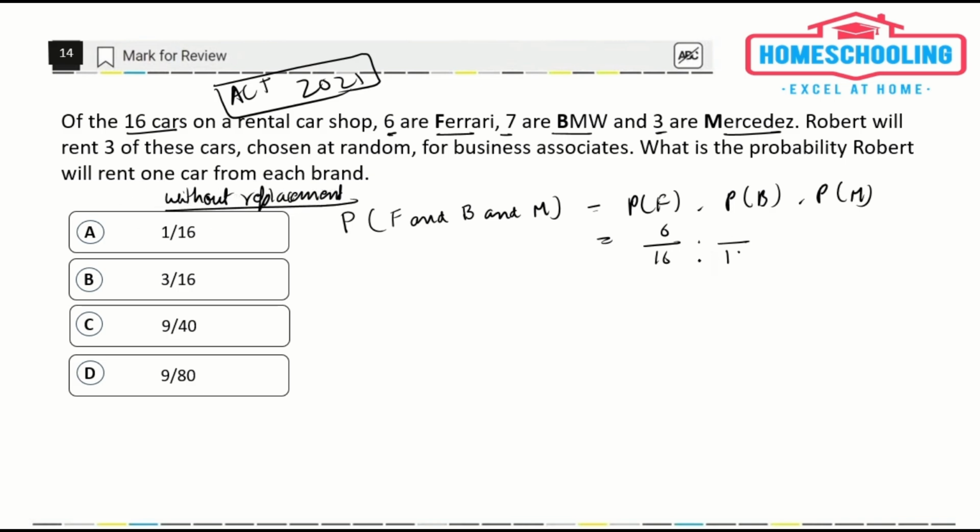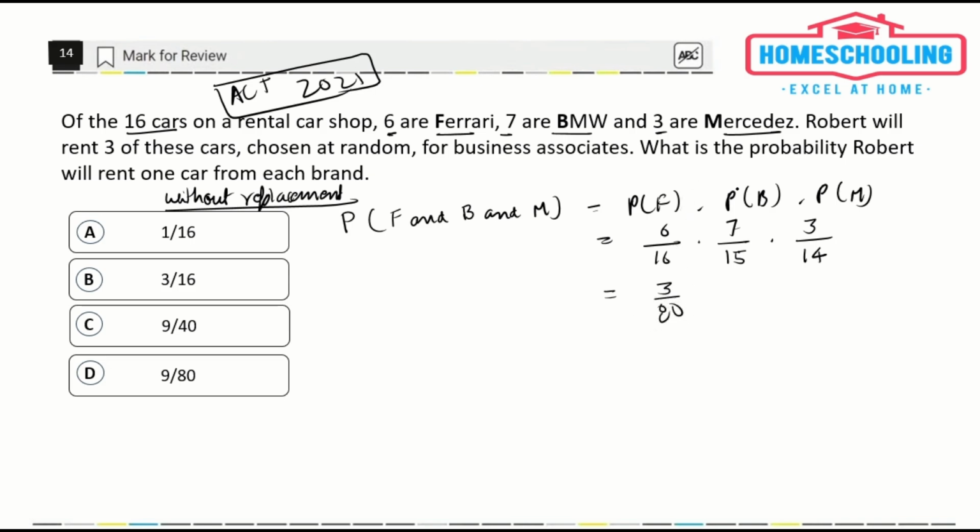So it is a dependent event. When one Ferrari is taken out, we are left with a total of 15 cars, and we have to find the probability of a BMW. So BMW has 7. Now after taking a Ferrari and BMW out, we are left with 14 cars. Total cars are 14, and we have 3 Mercedes. So let me solve it. So this is 3 divided by 80.